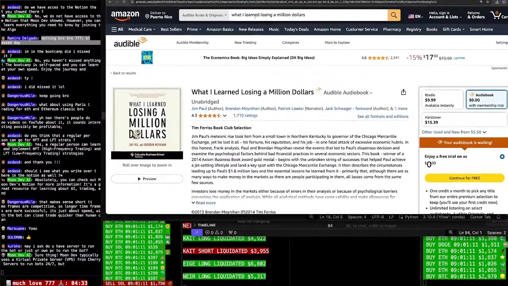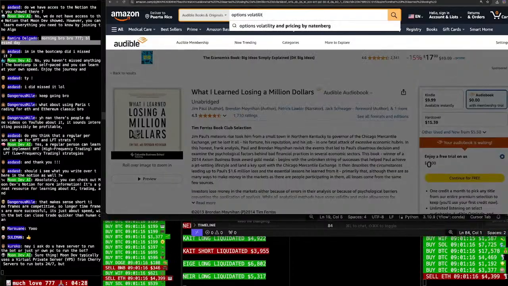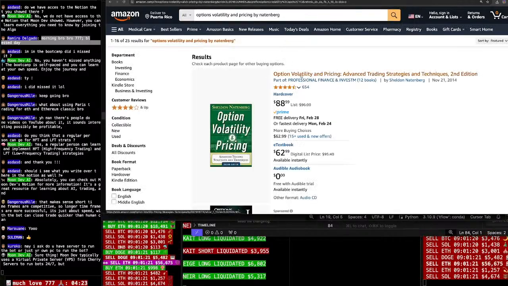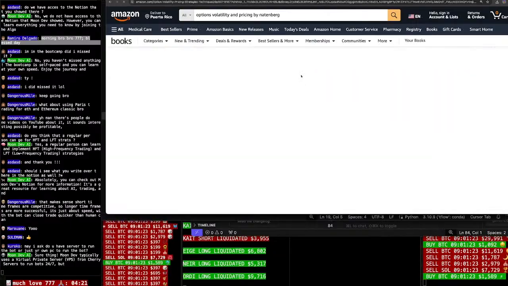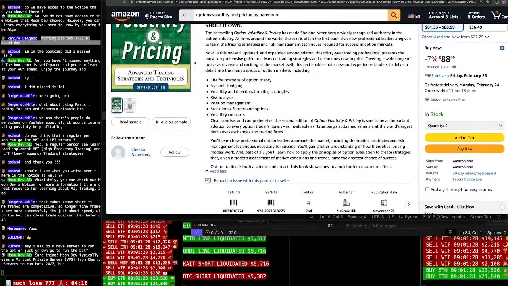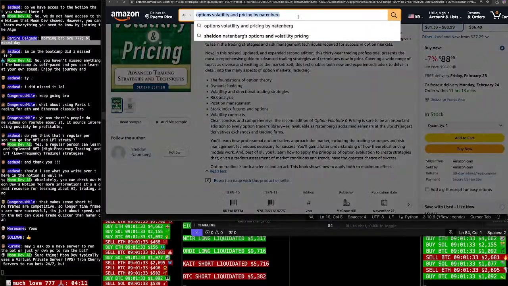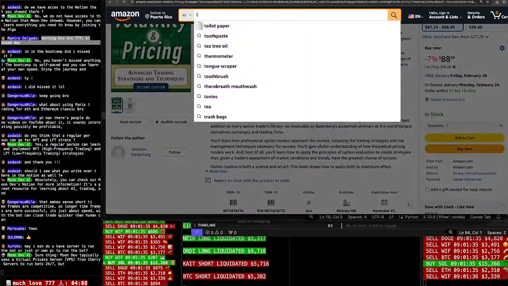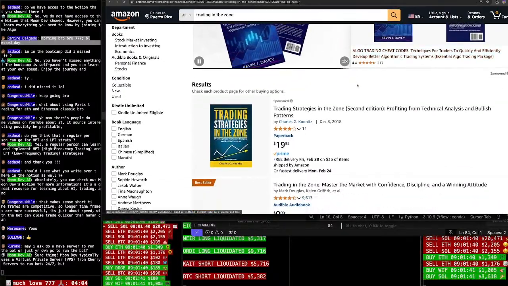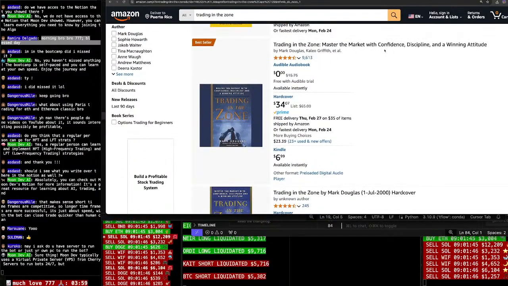Option volatility and pricing. If you're interested in options, option volatility, I haven't fully read this one yet, but this is a textbook. It's thick and it has trading strategies in it. So it's something that has been recommended by pretty much every great trader and fund advisor I've ever met. Trading in the Zone. Great book. Master the market with confidence, discipline, and a winning attitude.